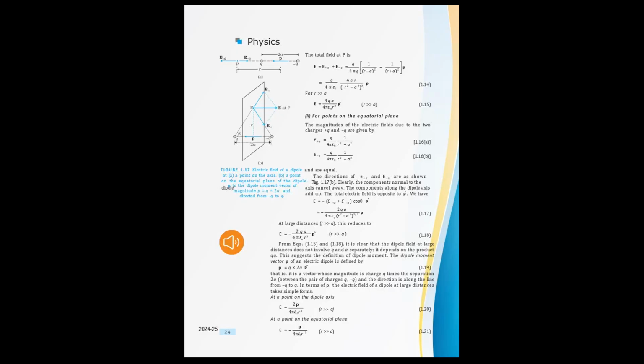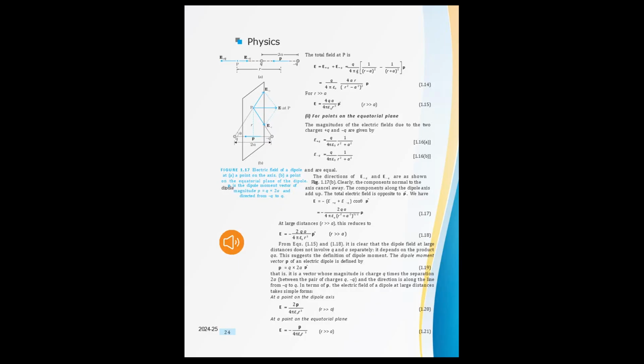Clearly, the components normal to the dipole axis cancel away. The components along the dipole axis add up. The total electric field is opposite to p cap. We have the electric field E given by minus of (E plus q plus E minus q) into cos theta p cap. That is given by minus 2qa by 4 pi epsilon naught into (r square plus a square) whole power 3 by 2 into p cap. At large distances, r is greater than a. This reduces to E equal to minus 2qa by 4 pi epsilon naught r cube into p cap, and r is very much greater than a.